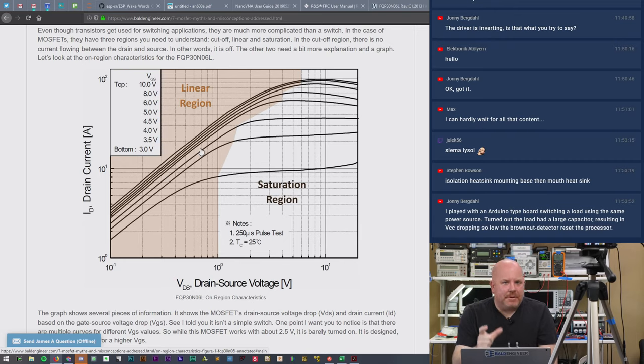This is the opposite of a BJT. With BJTs, you want them to be saturated when you use them as a switch so that you can get the maximum current through them. And so that does create a little bit of a confusion for some people, because MOSFETs, you want to be in the linear region, but BJTs, you want to be in the saturation region. I don't know how that ended up that way, but that's how it ended up.